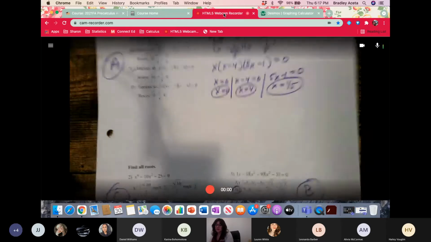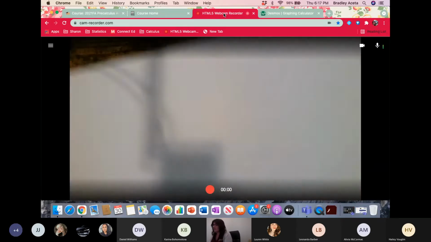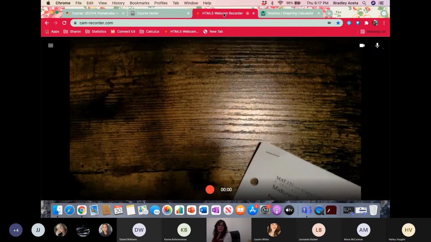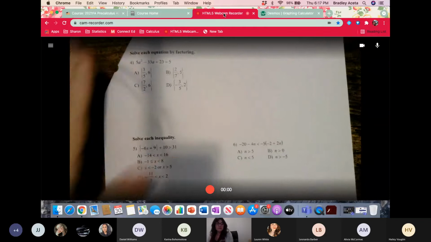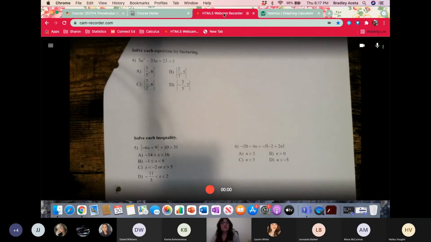So there's the first page. If you can handle that, you'll be good to go. Let's go to the second page. So this says solve each equation by factoring.